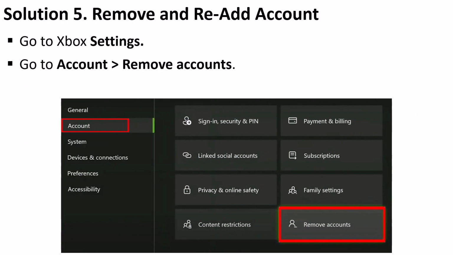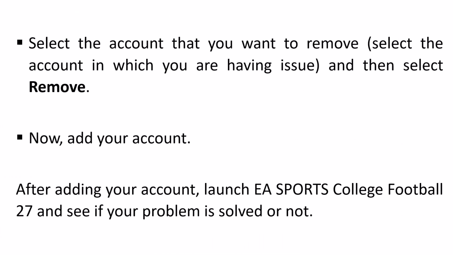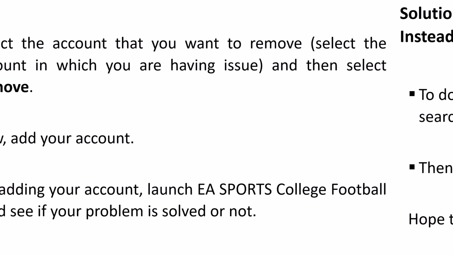Solution 5 is to remove and re-add account. So go to Xbox settings, go to account, remove accounts, select the account that you want to remove, select the account in which you are having the issue and then select remove. Now add your account. After adding your account, launch EA Sports College Football 26 game and see if your problem is solved or not. Now here take a note, you must log in with the correct account and then you can go ahead, launch the game and check.